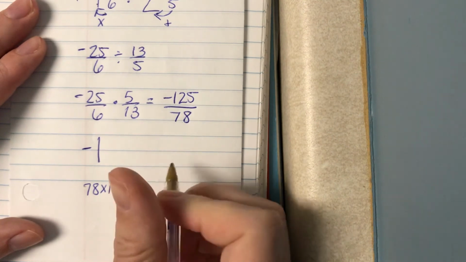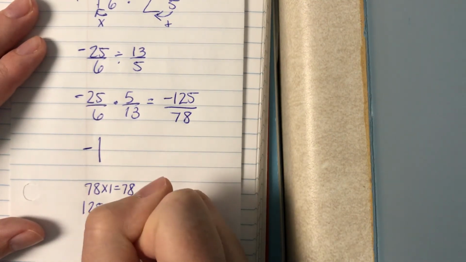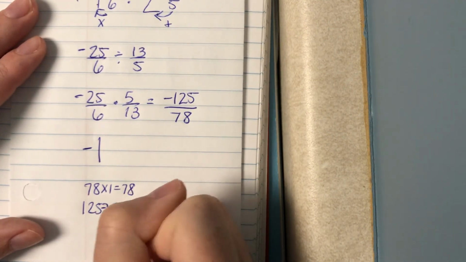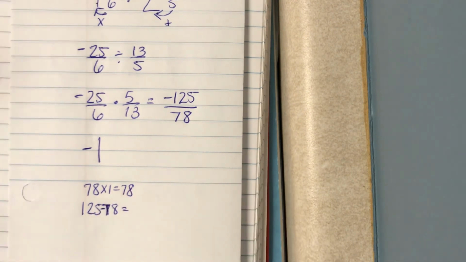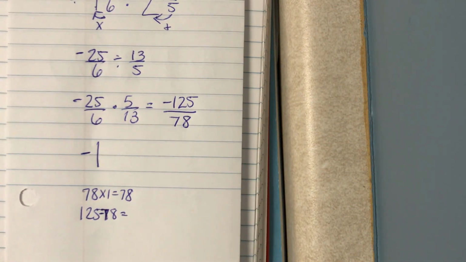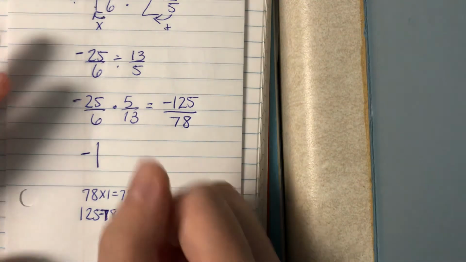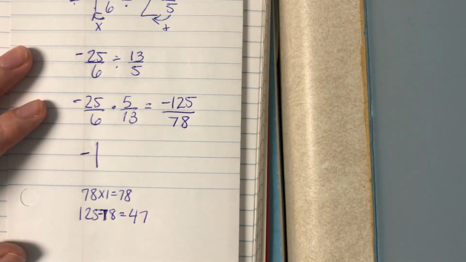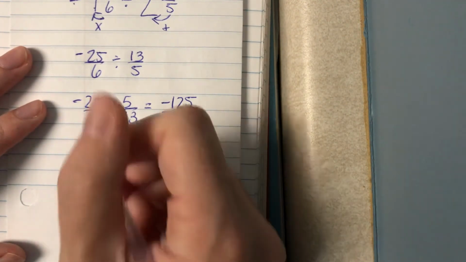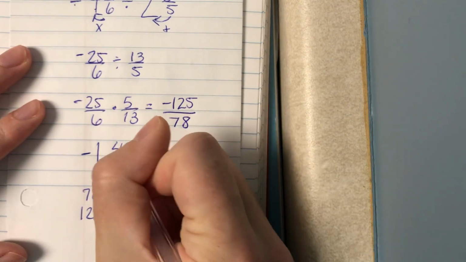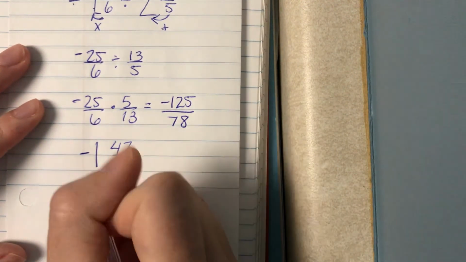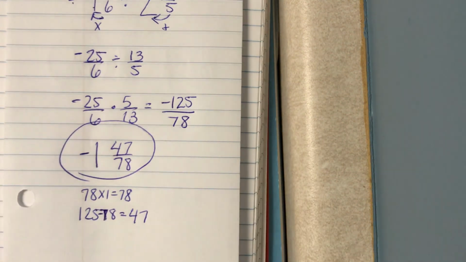So I need to go from 78 to 125. So 125 minus 78 is going to give me 47. So I know 47 is going to be my leftover, so my new numerator. All right, I can't simplify that, so final answer, negative 1 and 47 over 78.